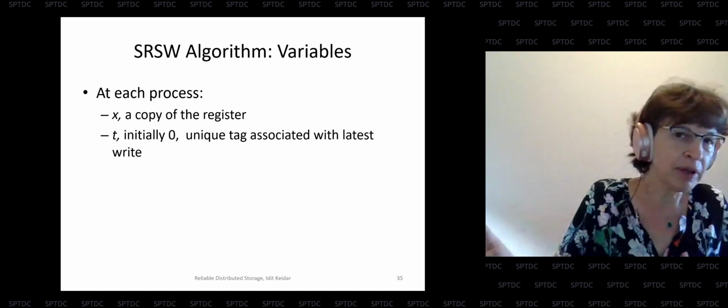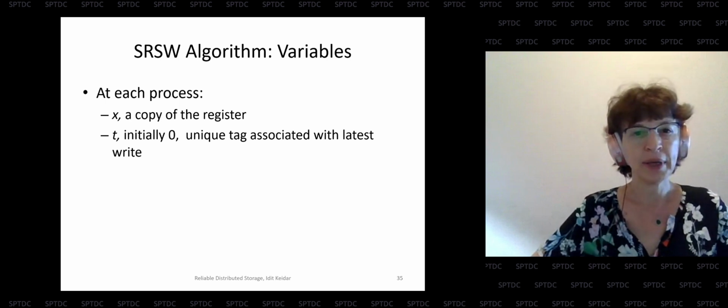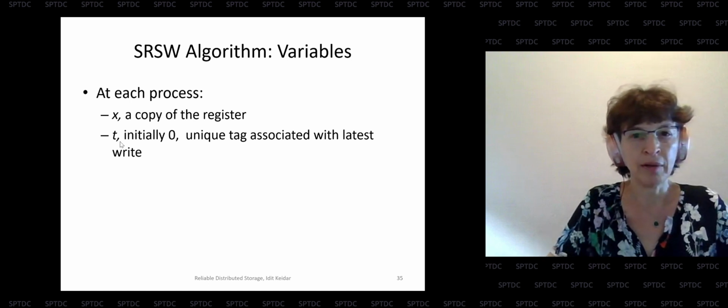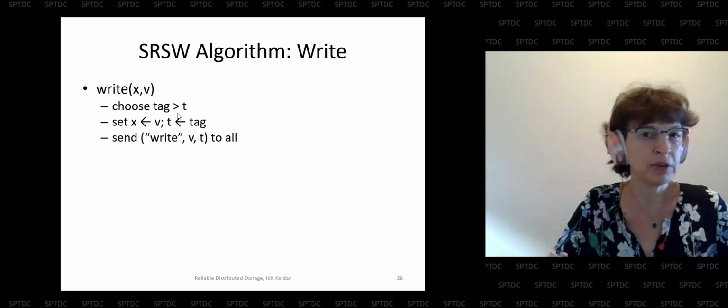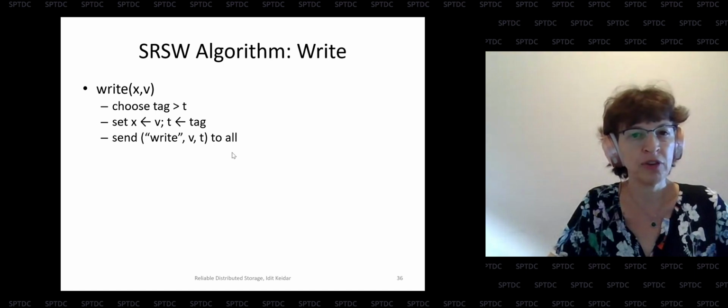So that was a graphical illustration. Let me write the pseudocode of the algorithm. At each process, we keep a copy of the register. We have copies at all the processes. And we have a tag, which is the timestamp. It's initially 0. That's the timestamp of the latest write. To write, you find a bigger number than before. Because we have one writer, it could just increment the previous number that it used. Write the value to the local copy, write the tag to the local tag, and then send the write message to all the other processes.